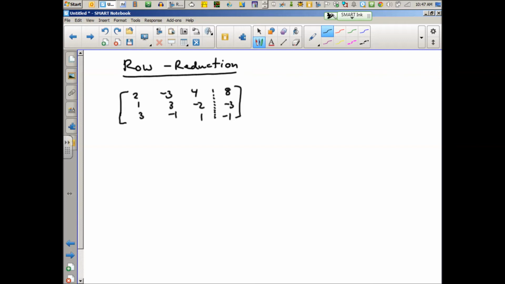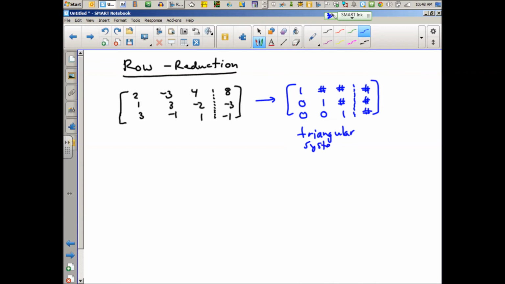Okay, what is our goal in row reduction? There are 2 goals in row reduction. 1, to get one number, 0, 1, number, 0, 0, 1, number. This is called a triangular system. And the left side is considered, or actually the whole thing is considered REF, row echelon form. Okay? This is one goal. Some teachers say, this is our goal, class, let's get it to look like this. All right?